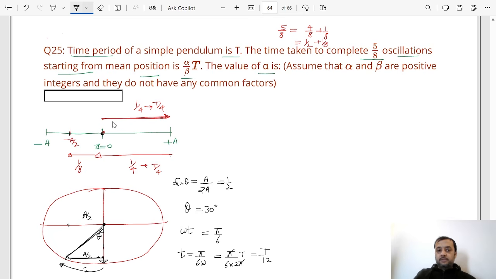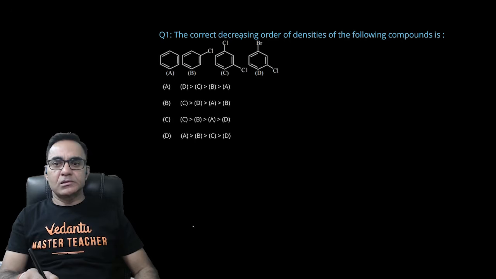So the total time in doing 5 by 8 oscillation is T by 4 plus T by 4 plus T by 12. If you take LCM 12, this will become 3T plus 3T plus T upon 12. That means this becomes 7T by 12, so alpha is 7 and beta is 12. So our answer is alpha, which is 7, right?